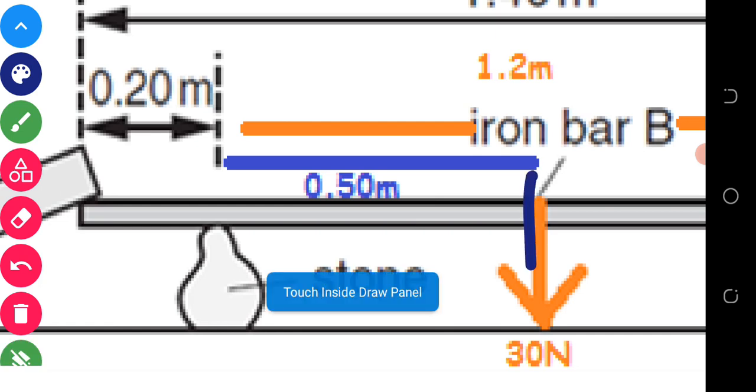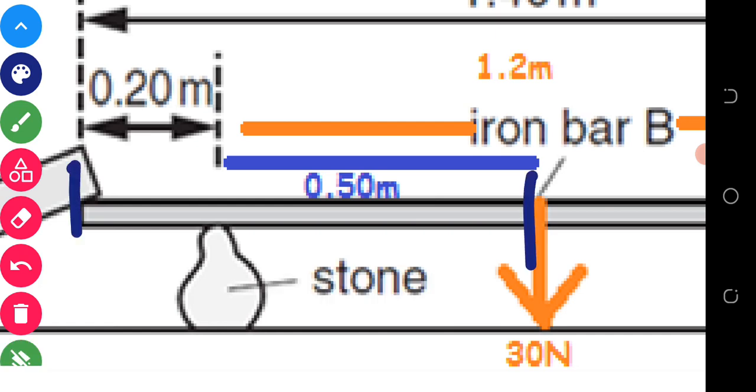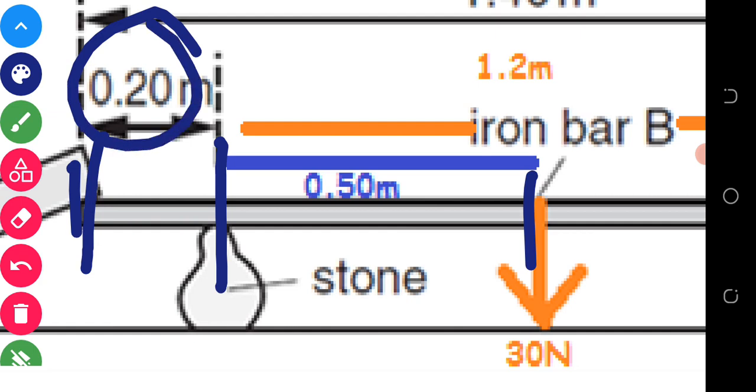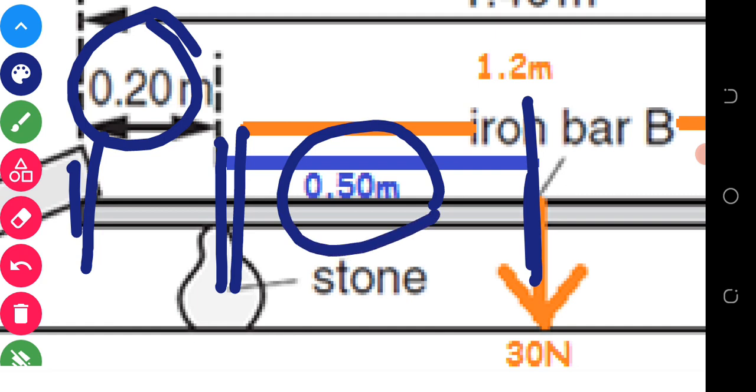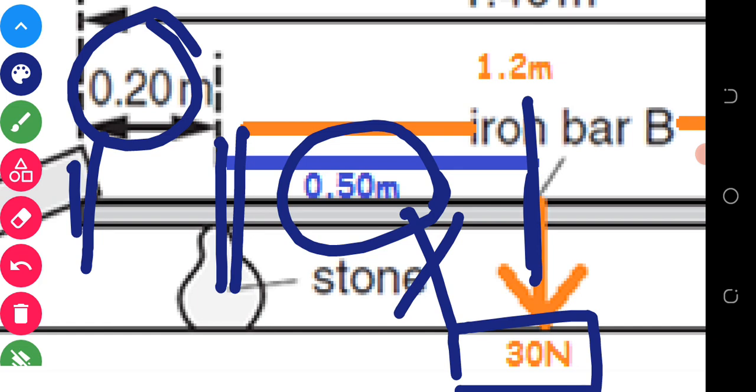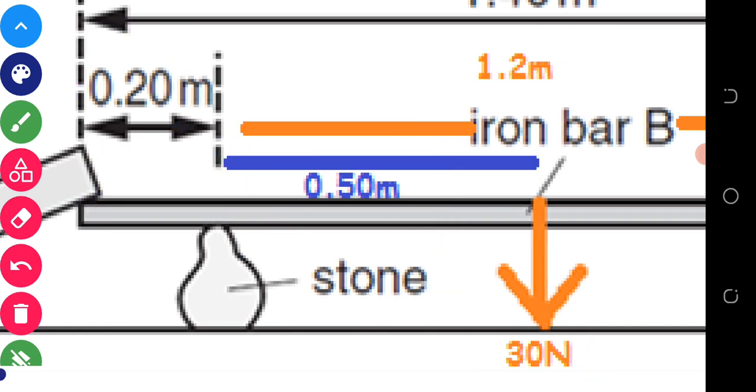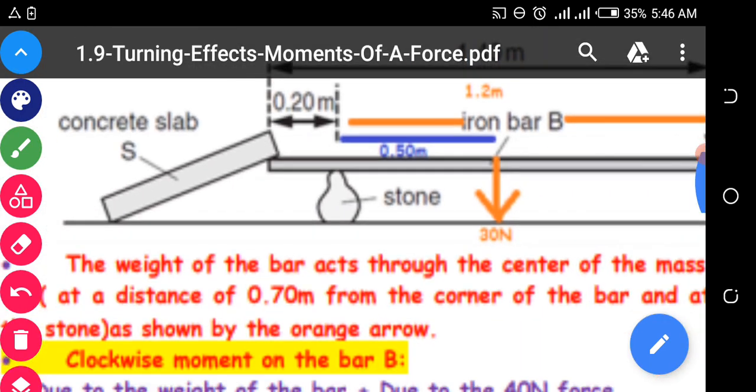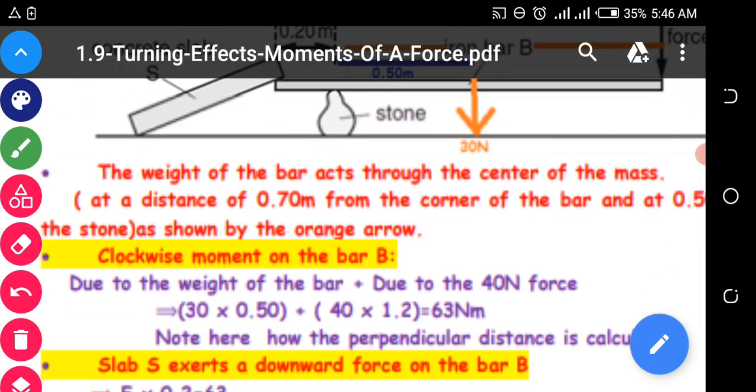From the center to the end, the length is 0.7. Then from the pivot to the end, the length is 0.2, which means from the pivot to the center, we have 0.7 minus 0.2, which will give us that 0.5 there. So the moment due to this 30 Newton force will be 30 Newton multiplied by 0.5 meters, which is its distance from the pivot. And that's our first calculation we have.